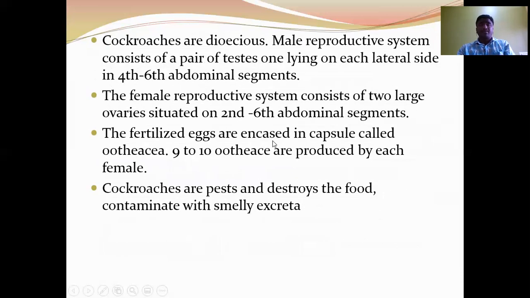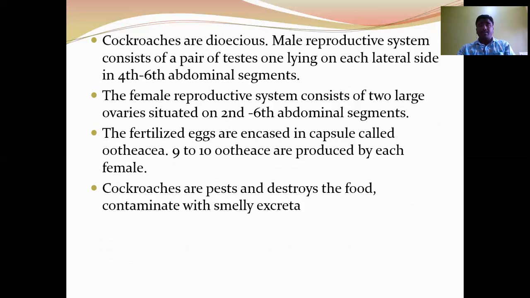Next, about the reproductive system, cockroaches are dioecious. The male reproductive system consists of a pair of testes, which are located on the lateral side in the 4th to 6th abdominal segments. Apart from the testes, the vasa deferentia and seminal vesicles are also present in the male reproductive system.